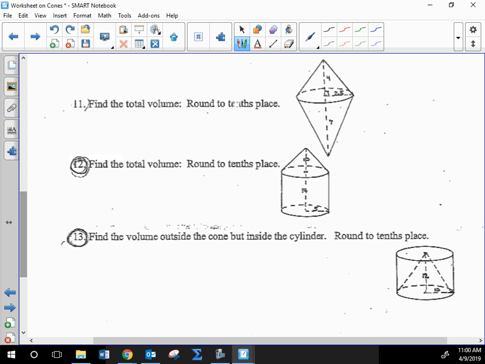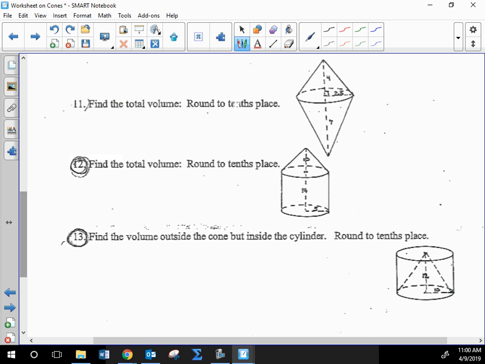So for number 11, it says to find the total volume. How would I do that for this? What would I need to do? Go ahead, Lee. You would need to find the volume of the cone on top and then the cylinder and add them together. Yes, for number 12. Good. So then for number 11, what would we do? Oh, my bad, the two cones. Good, and we'd add them together.